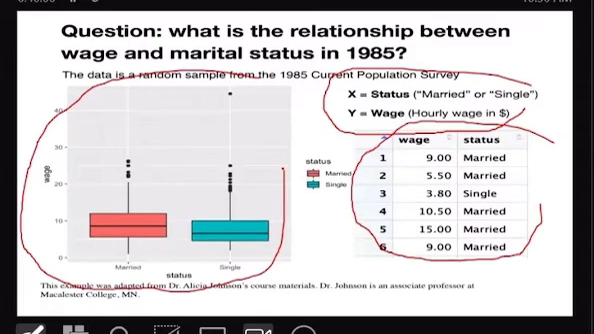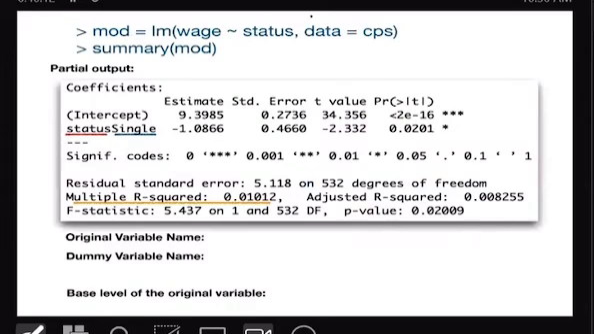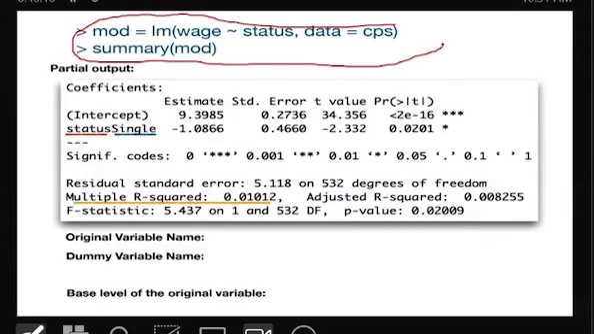But this is what we're going to do. We're going to run the regression, just the same way we normally run regression. This is the code. It's easy. It's what we've done before. The only thing is that we are emphasizing the explanatory variable that is categorical. Does that make sense?